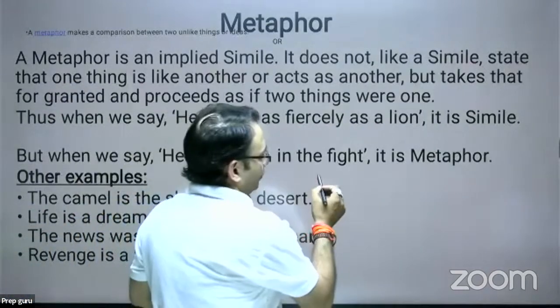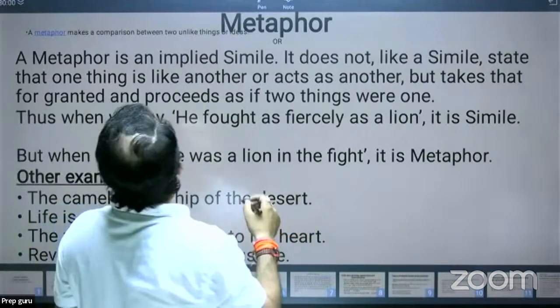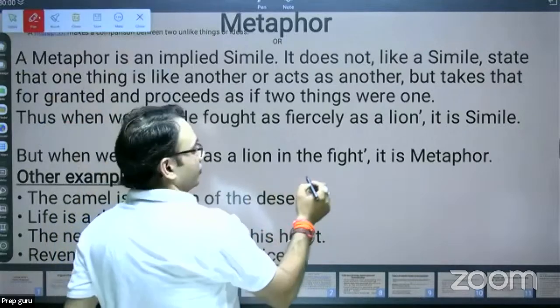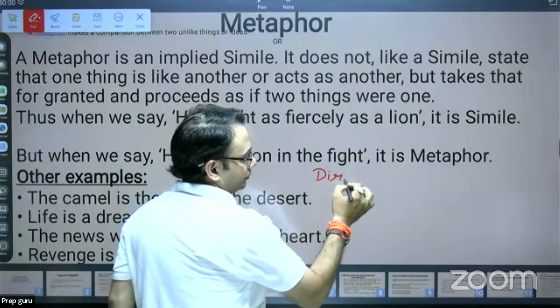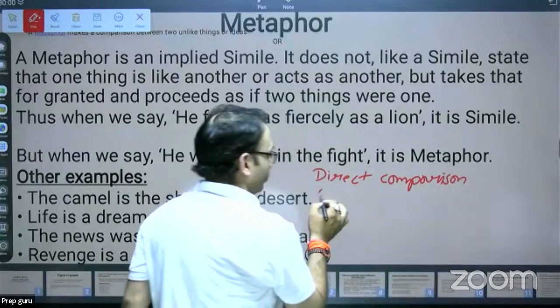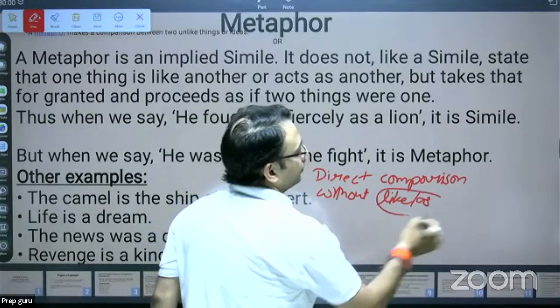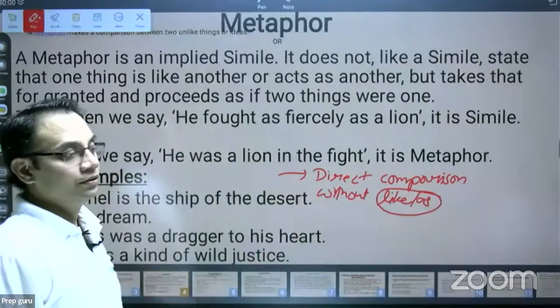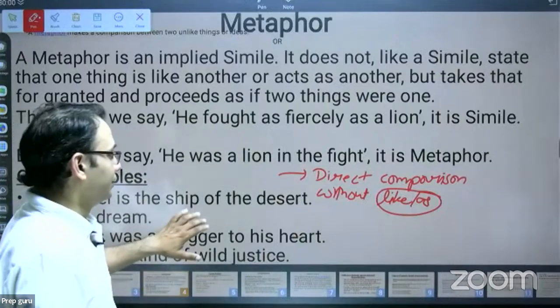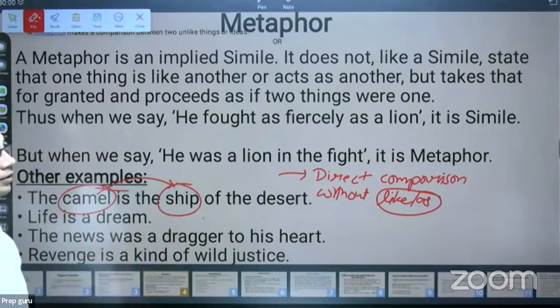In metaphor, write down a single line, that is, metaphor is a direct comparison without like or as. Means you will not get like or as word here. There is a direct comparison in this case. Direct comparison means what? See, the camel is the ship of the desert. मैंने camel को directly ship से associate कर दिया, right? Connect कर दिया. This is the definition or this is the meaning of metaphor, right?